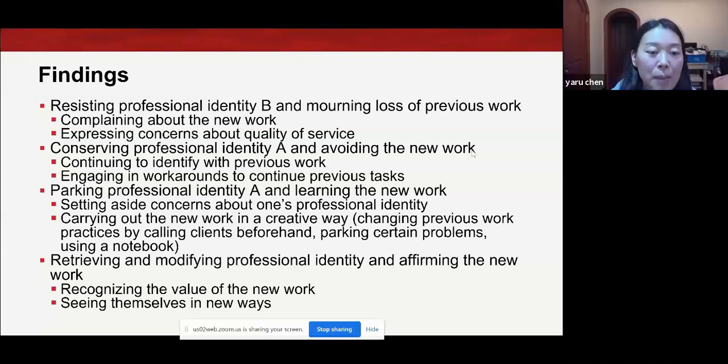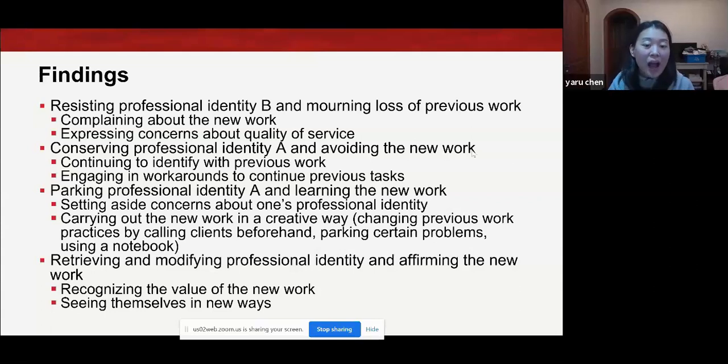And then the third stage is about parking the previous professional identity and learning the new work. With managerial pressure, by this stage, about 1/3 of the professionals had left the organization. The other 2/3, for practical reasons or other reasons, stayed in the organization. By this time, they realized there is nothing they can do about the job redesign, and they have to continue working in the organization. So they set aside concerns about their professional identity and try to carry out the new work in a creative way.